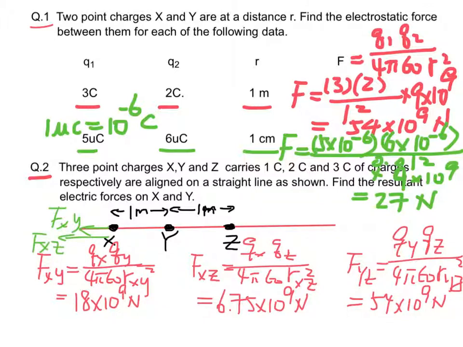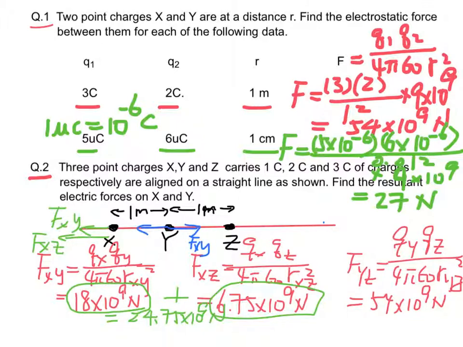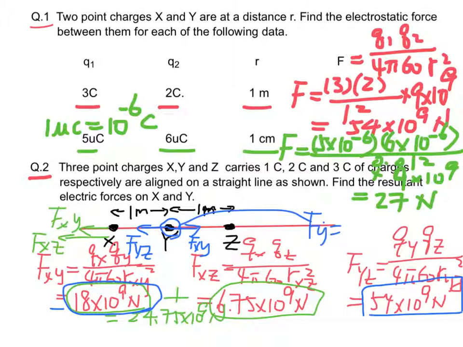By drawing the forces acting on x due to y and z, the resultant force on x is equal to Fxy plus Fxz, which is equal to 24.75 times 10 to the power 9 Newton. Next, by drawing the forces acting on y due to x and z, the resultant force acting on y is 54 times 10 to the power 9 minus 18 times 10 to the power 9, which is equal to 36 times 10 to the power 9, pointing to the left.